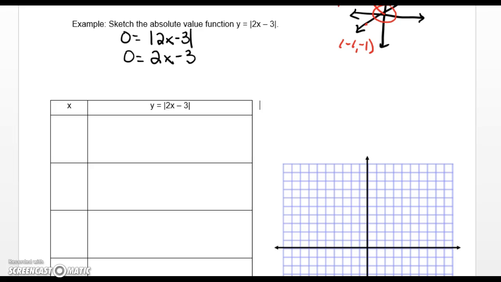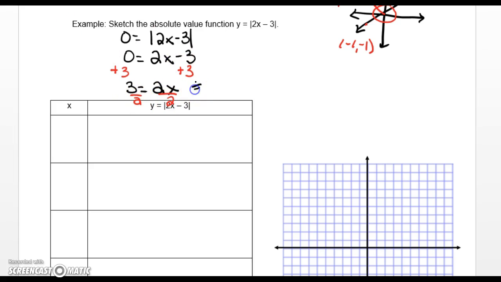Then we're going to solve for x. We're first going to do the opposite operation here. So if this is subtract 3, you want to add 3 to each side. Then you'll get 3 is equal to 2x. And then we want to get rid of this 2, so we're going to divide each side by 2.